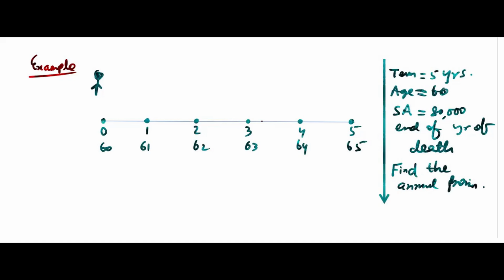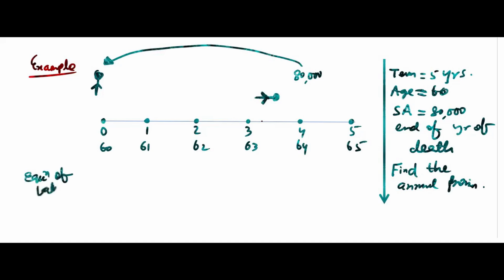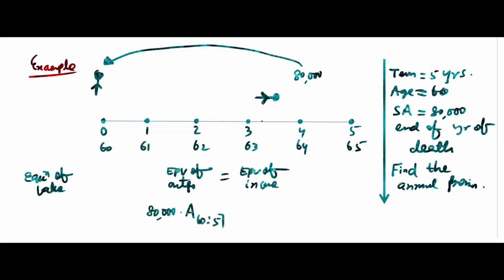So it's like this. Whenever this person dies, the company will pay 80,000 here. So the expected present value you need to find. There will be two sides. Equation of value: EPV of outgo is equal to EPV of income. So in the outgo part, I'll write 80,000 A 60:5 term one. Tell me if I make any mistake, you have to tell me.